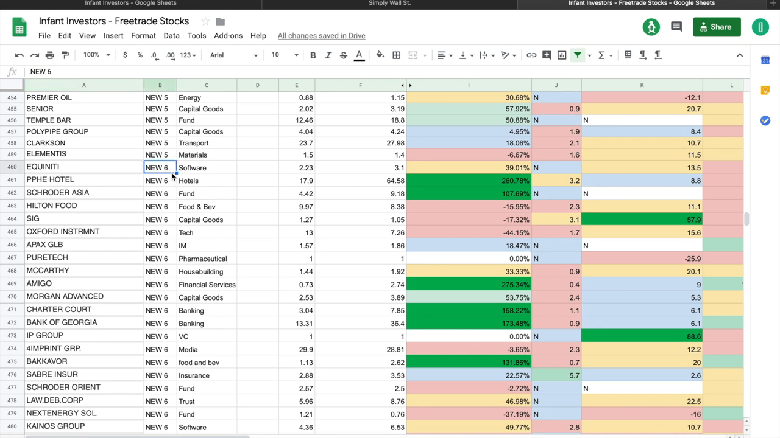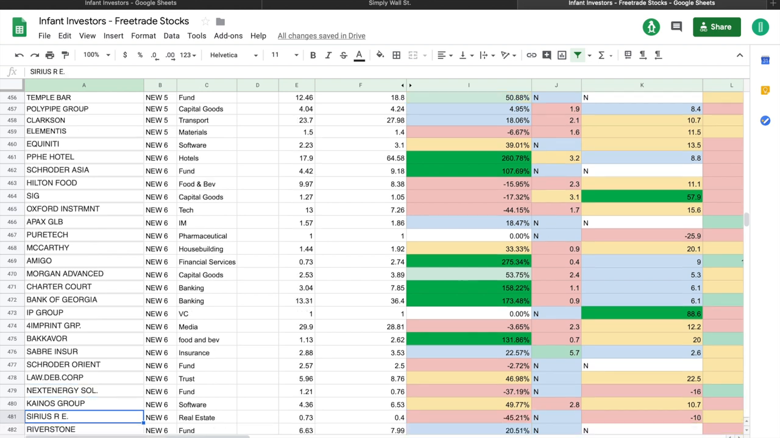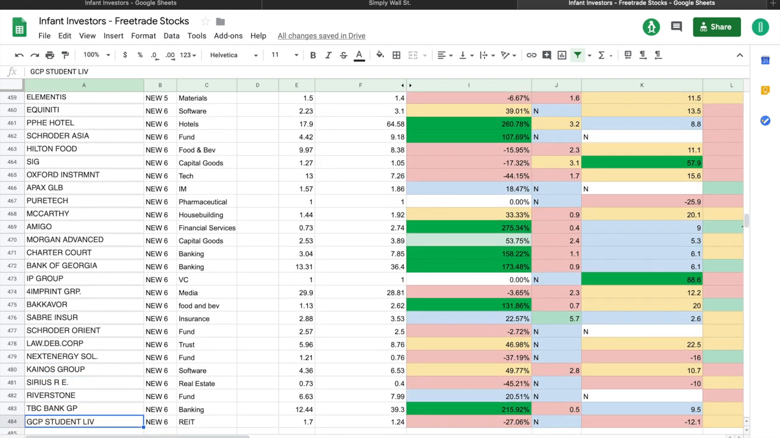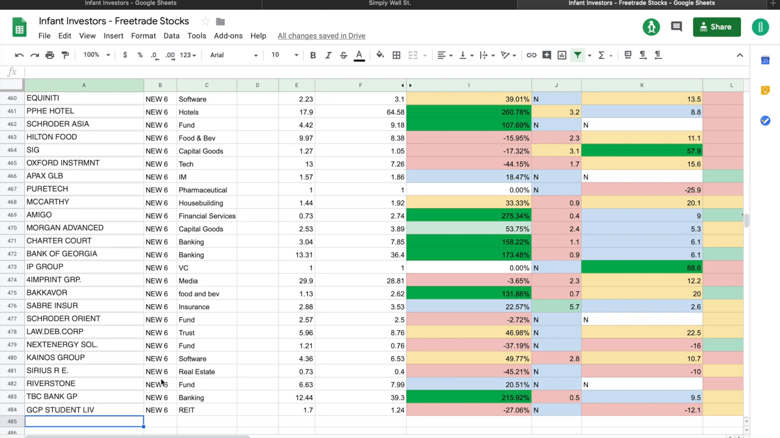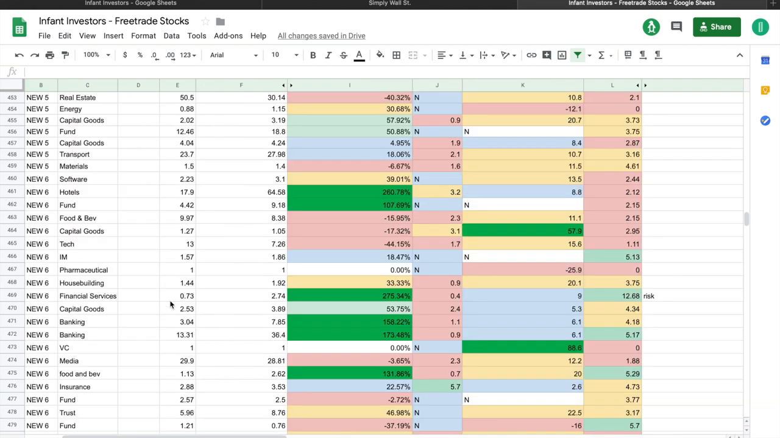Now in the new six, we've got Equiniti, PPHE Hotel, Schroder Asia, Hilton Food, SIG, Oxford Instruments, Apex Global, PureTech, McCarthy, Amigo, Morgan Advanced, Charter Court, Bank of Georgia, IP Group, Fortune Imprint Group, Bacavor, Sabre Insurance, Schroder Oriental, Law Debenture Corp, NextEnergy, Kainos, Sirius, Riverstone, TBC, and GCP Student Living, which is a REIT.